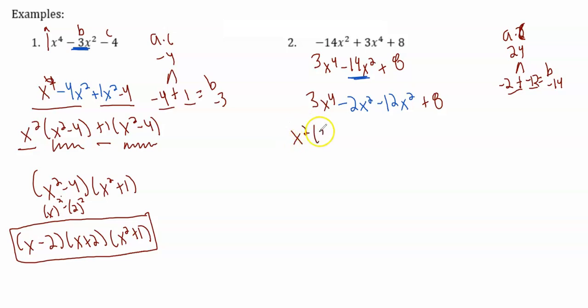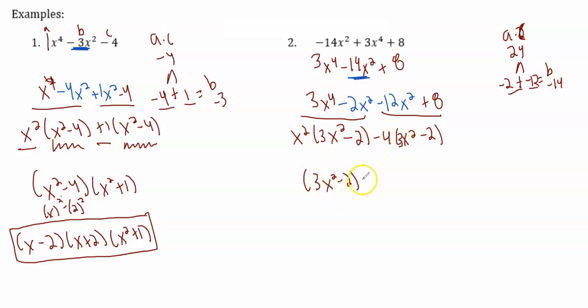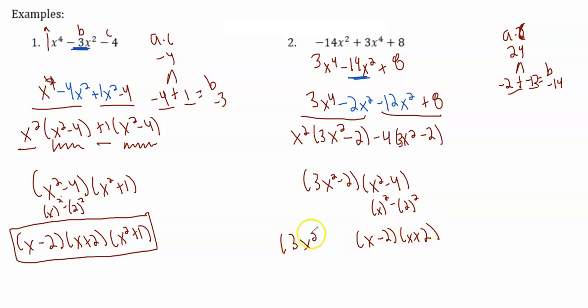Pull out an x squared out of my first 2. Pull out a -4 out of my second 2. So I'm grouping now. Now I have my matching and my leftovers. I see that this is difference of squares again. So I can break that into x minus 2, x plus 2. And this just is my 3x squared minus 2.